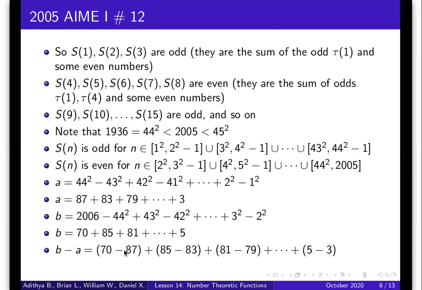So we have 70 minus 87 here, and all the rest of these terms are going to be 2, because they're in a staggered arithmetic sequence. And so we can get a final sum. 70 minus 87 is minus 17. And you can verify that there are 21 terms here for a sum of 42. And when we add it all up, it ends up being 25.